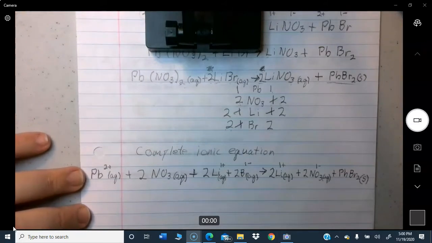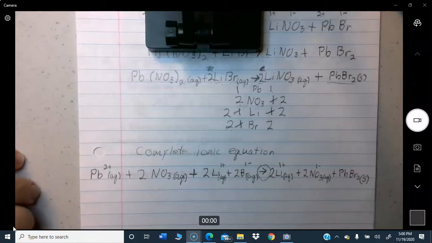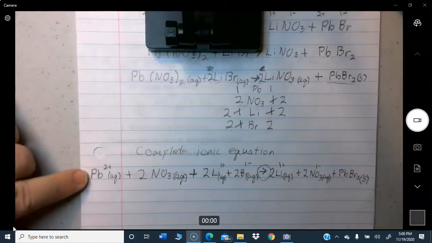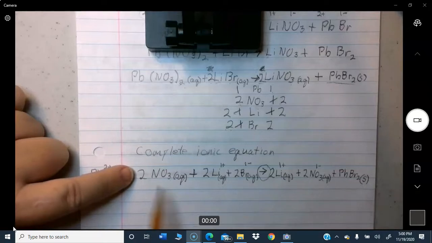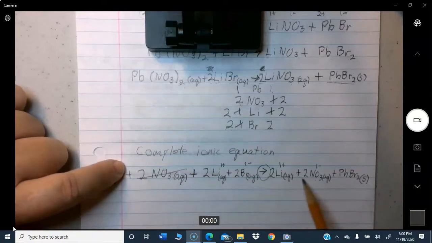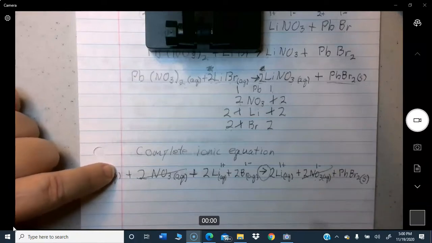Find which ones appear on both sides. Again, I like to circle arrows just to be sure it's clear which side is which. I don't make a mistake. So Pb appears here. It doesn't appear anywhere over on the other side. Leave that. 2NO3 appears here, and it appears here. So that's spectator. That's going away. 2Li appears here, and it appears on the other side of the arrow. That's going away.